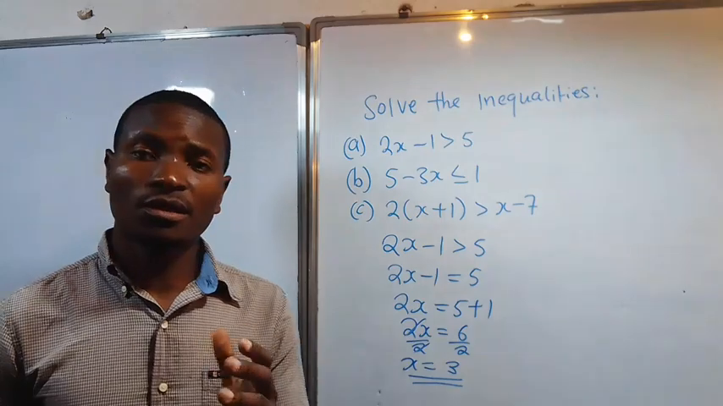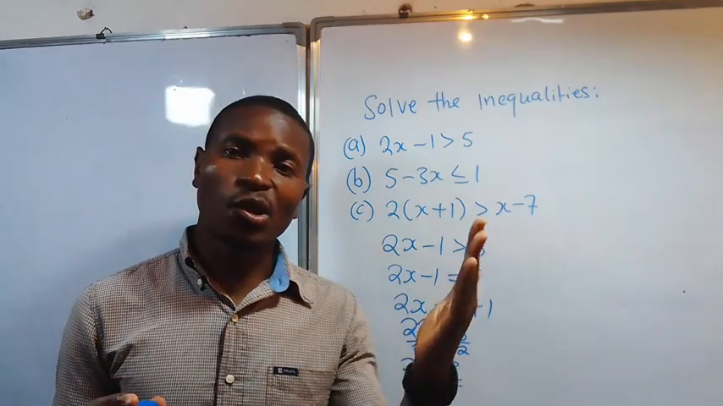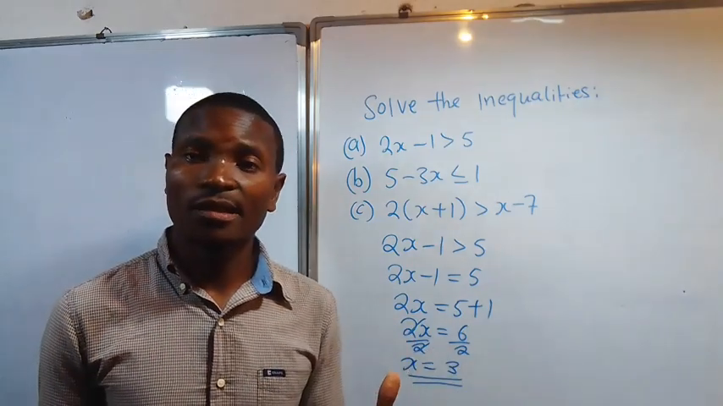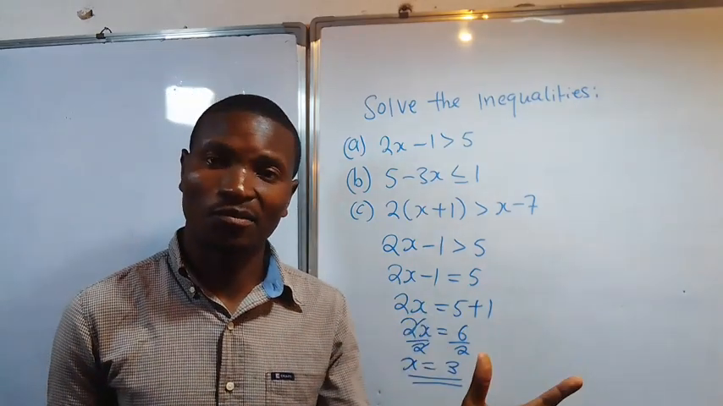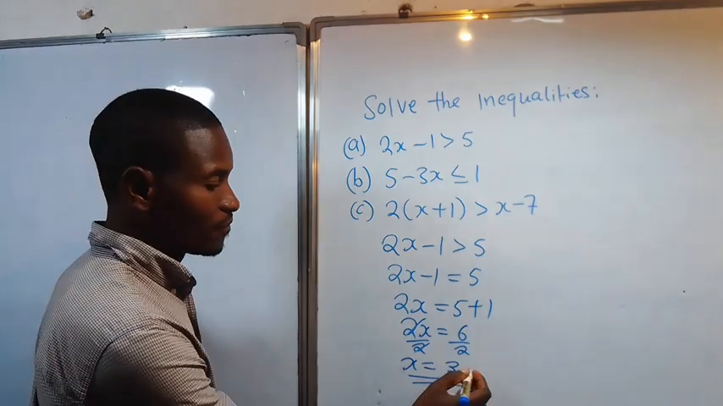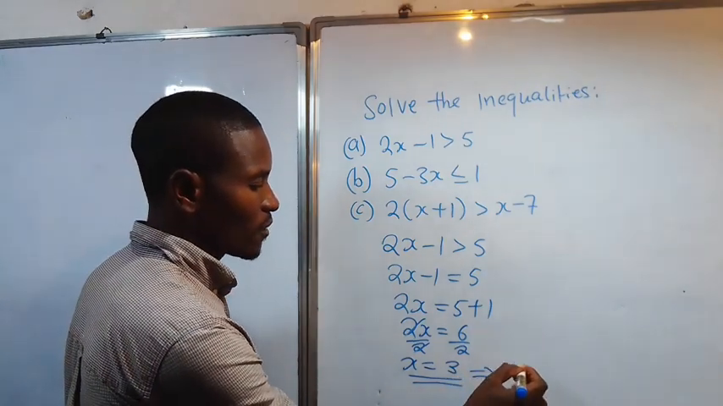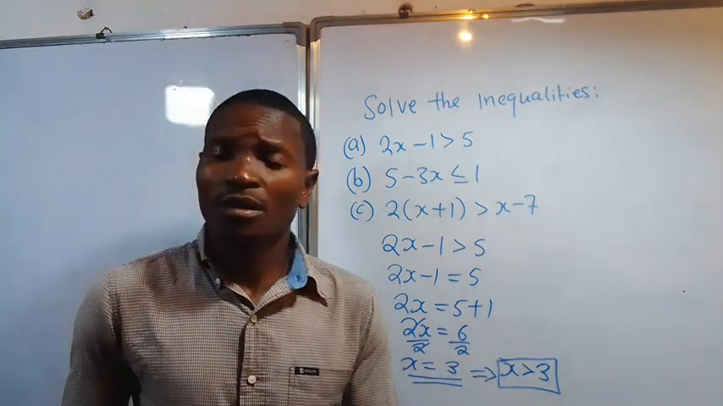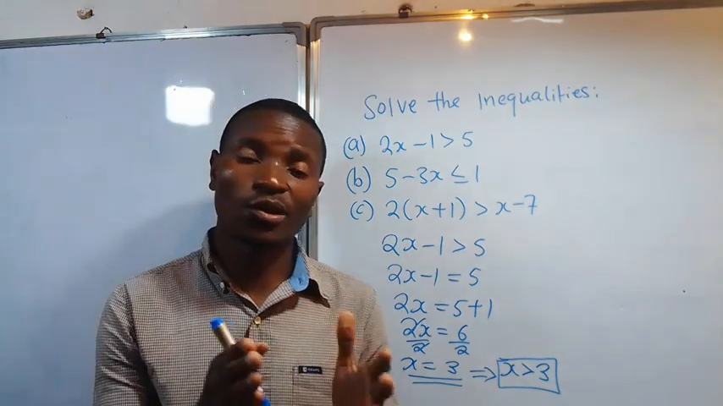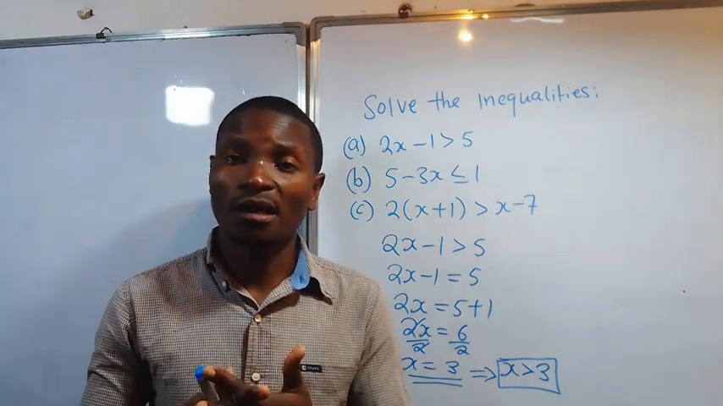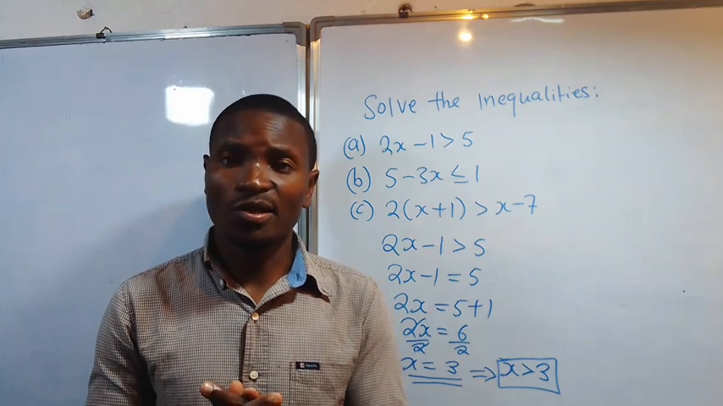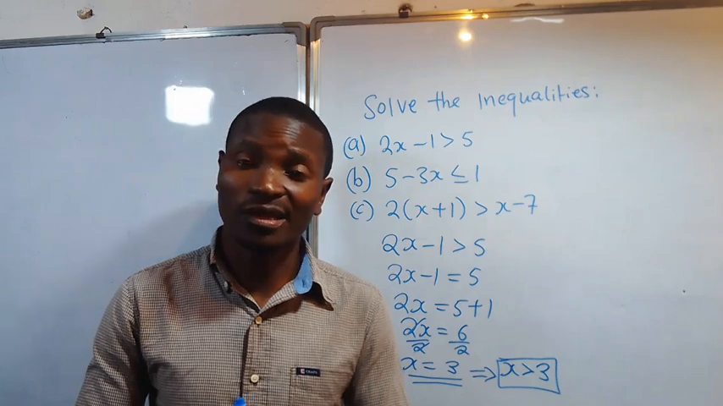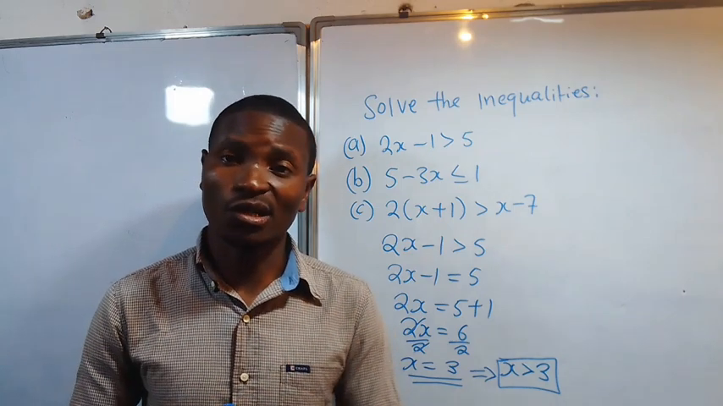Now, because when we were solving we changed the inequality symbol to the equal sign, this means that we can just put back the symbol. So this is going to be x is greater than 3. This is how easy you can go about solving this kind of challenge under inequalities. So remember to really understand this if you want to know how to solve these kinds of mathematical expressions.